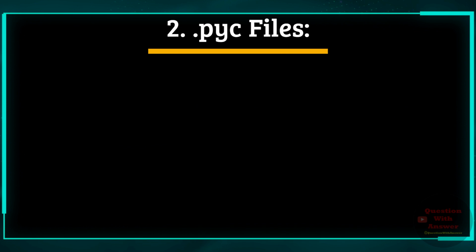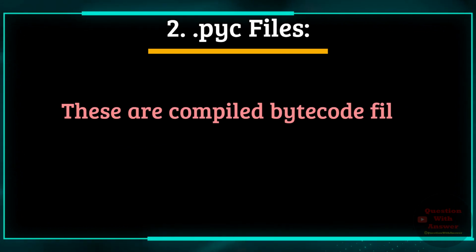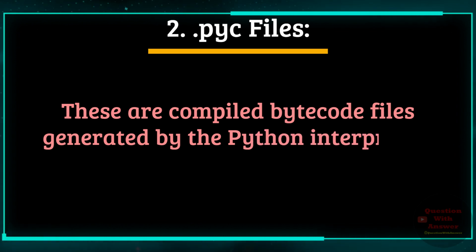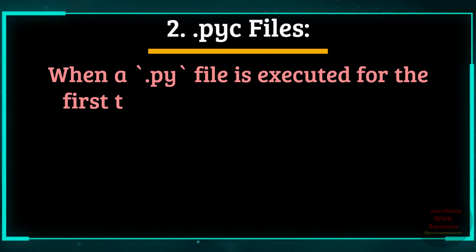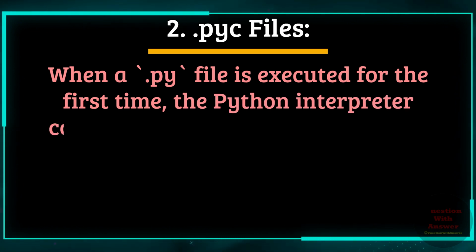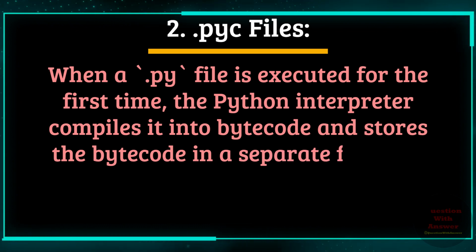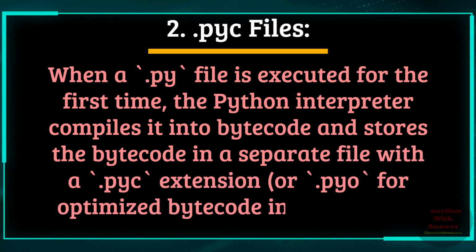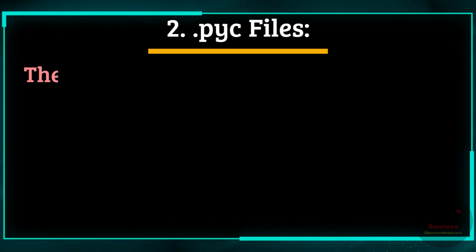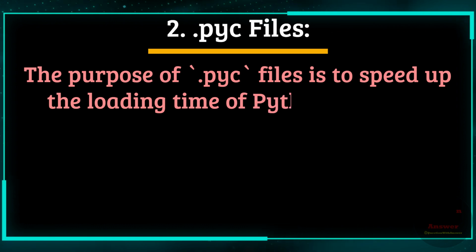2. .pyc files. These are compiled bytecode files generated by the Python interpreter. When a .py file is executed for the first time, the Python interpreter compiles it into bytecode and stores the bytecode in a separate file with a .pyc extension, or .pyo optimized bytecode in some cases. The purpose of .pyc files is to speed up the loading time of Python modules.